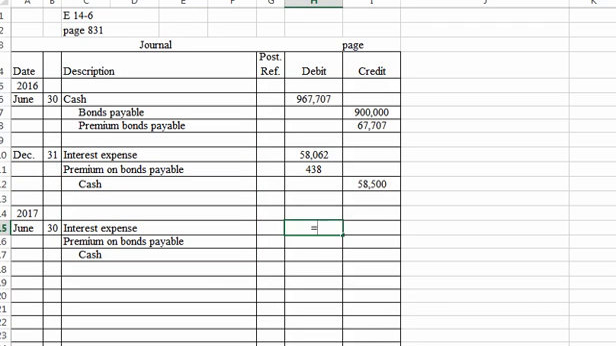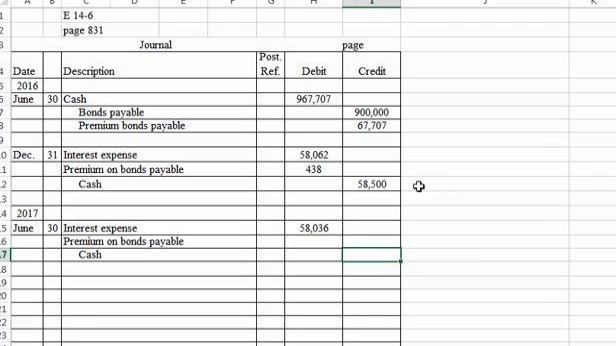Okay, interest expense will be equal to the carrying amount, which started out at $967,707. But we need to subtract the amount of premium that has been amortized. So minus the $438. Then we'll multiply by the market rate for 6 months. The market rate for a year was 12%. For 6 months would be 6%. So that gets us $58,036 for interest expense.